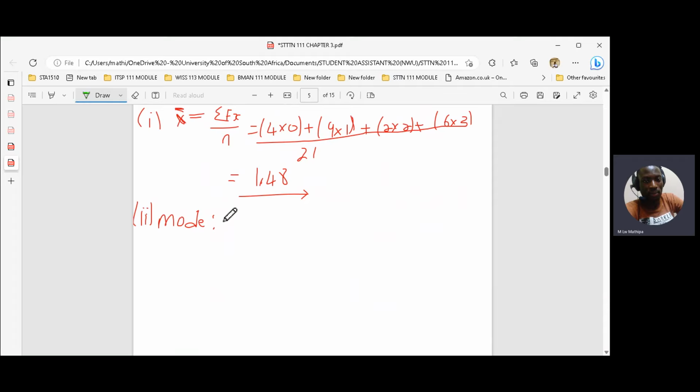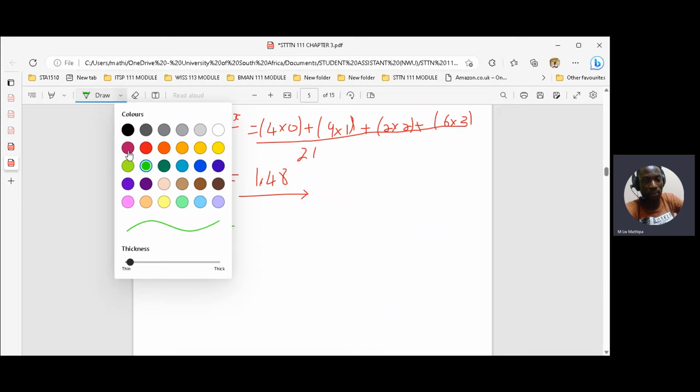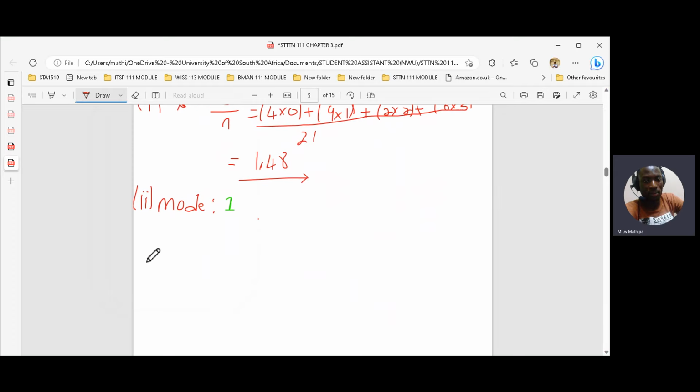You can just conclude that therefore the mode is equal to 1 here. That's how you calculate your mode for grouped discrete data. Hope you all understand. Now let's move to the median part.